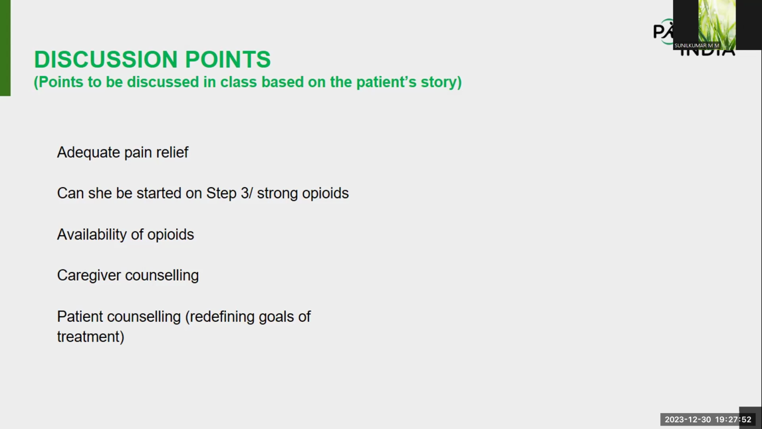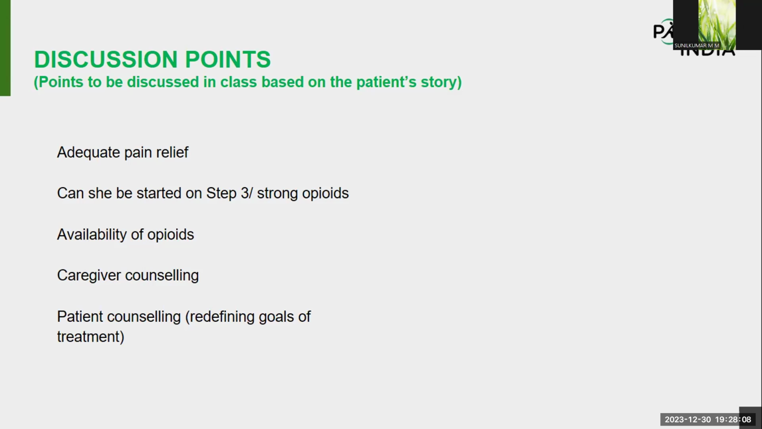So one thing is that the dose of tramadol you can increase, and up to 400 milligram per day is the recommended dose, if morphine is not available. So that can be done.